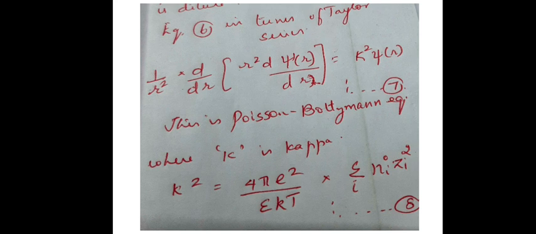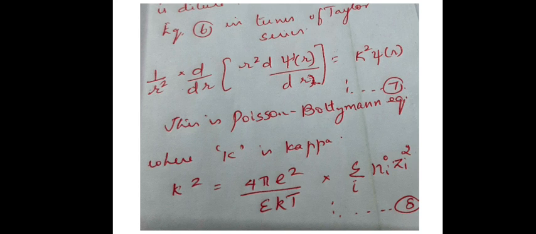So equation 6 in terms of Taylor series I have given. 1 by r square into d by dr of r square d psi r by dr is equal to k square psi r. This is the Poisson-Boltzmann equation, where k is kappa, the dielectric constant. K square is equal to 4 pi e square by epsilon kT into sigma i Ni naught Zi square.